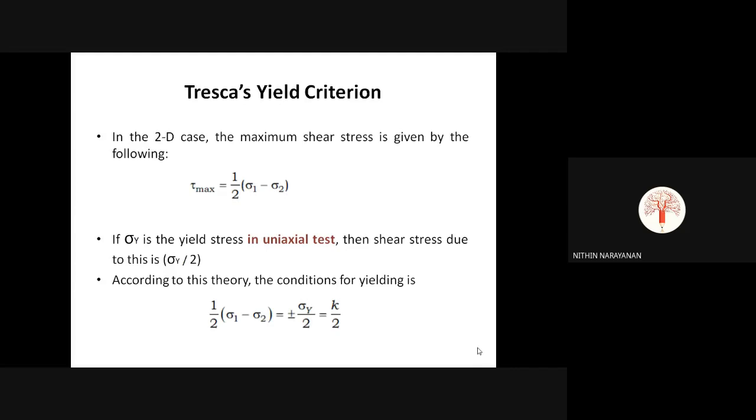How do we find it? Maximum shear stress will be equal to the difference of the maximum and minimum principal stress divided by 2. Half of the difference of maximum and minimum principal stresses. In the case of a 2D stress condition, there will be only two principal stresses, sigma 1 and sigma 2. One will be maximum and the other will be minimum. So the difference is sigma 1 minus sigma 2, and half of that is 1 by 2 of sigma 1 minus sigma 2.